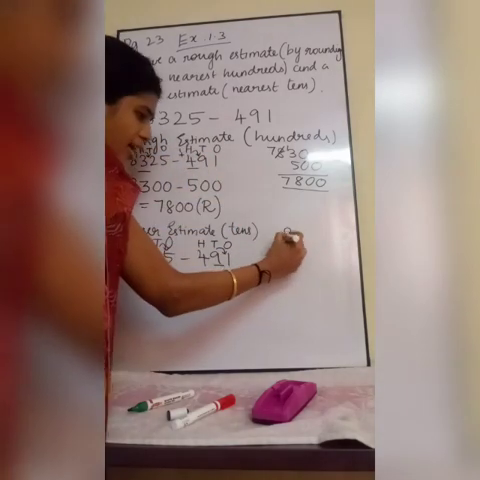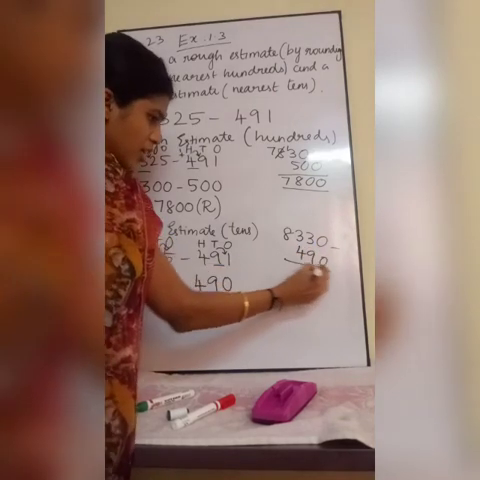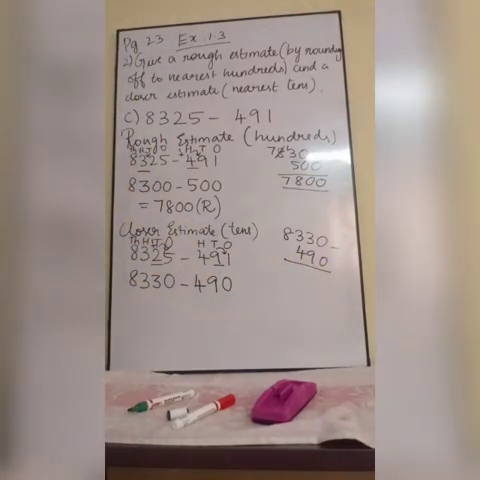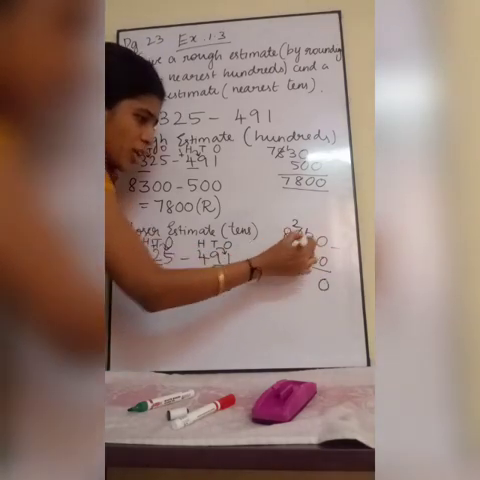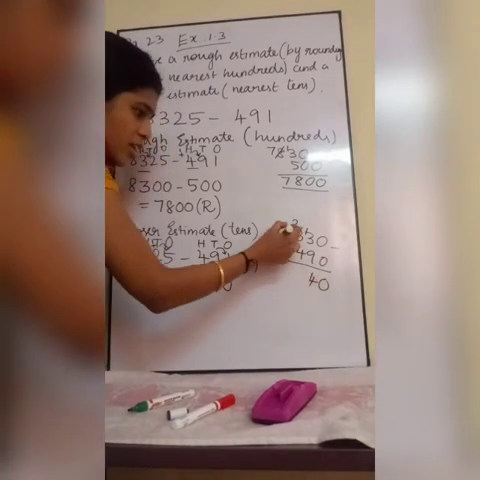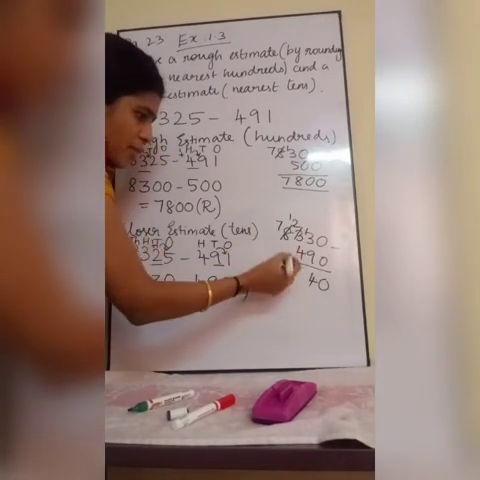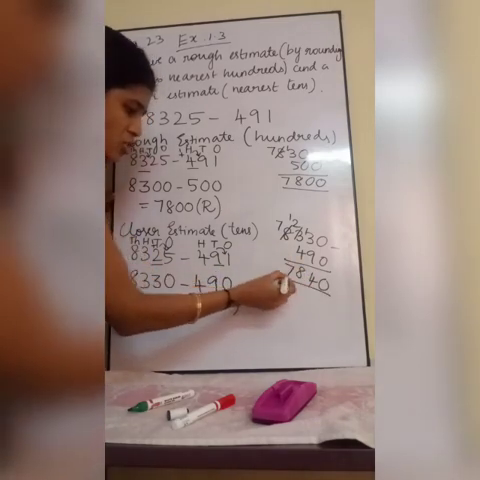Next, 8,330 minus 490. Now we are going to subtract these two. 0. Now I am going to borrow it. 2, 13. 13 minus 9, 4. Next, I am going to round off this 7, 1. 12 minus 4, 8. Then 7. So what is my answer?